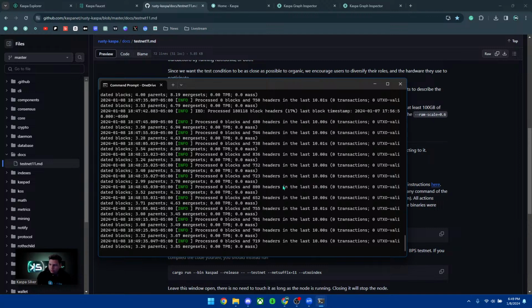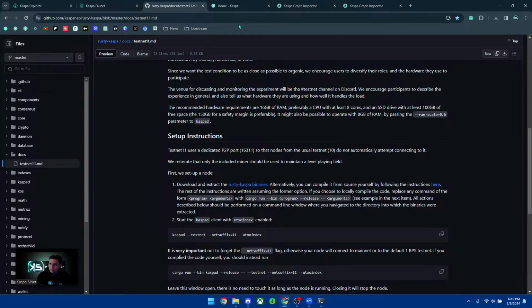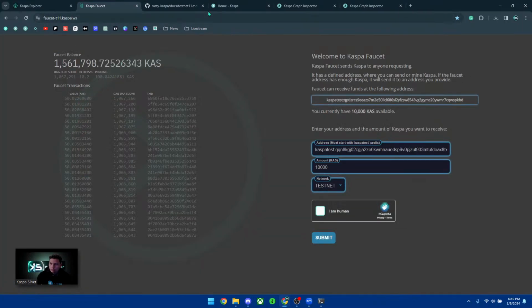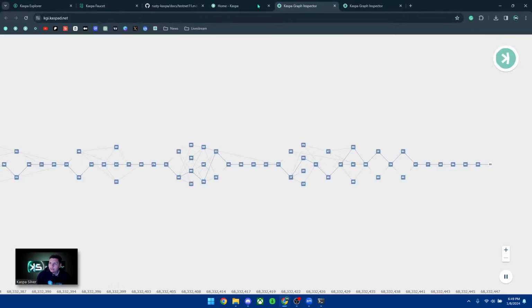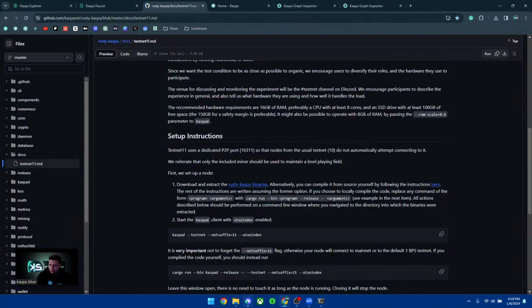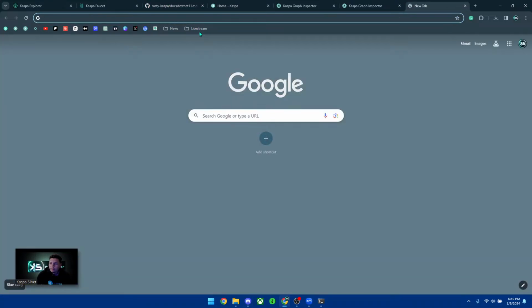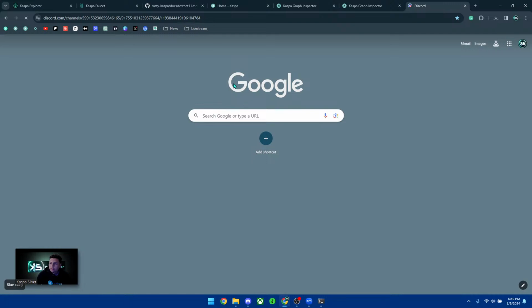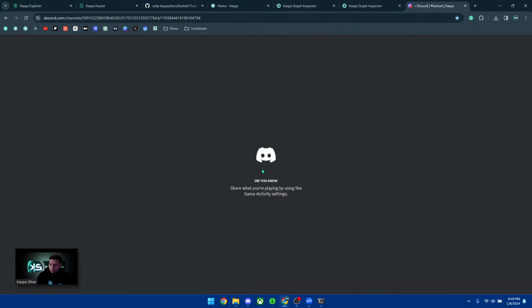But yeah, I need this node to start up. And then once it starts up, we can start testing. But also what was interesting in the testnet, let me see if I have it. Yes, this is the link to it, I'm pretty sure.